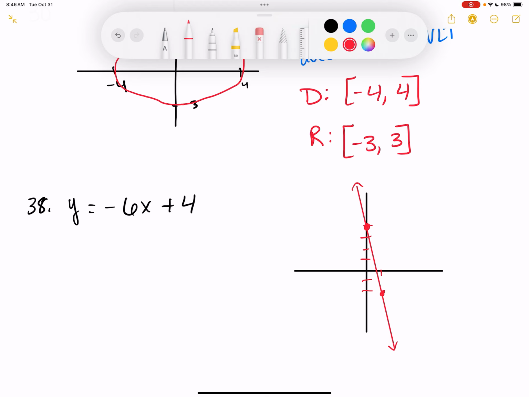Okay, so does this pass the vertical line test? Yes, so this is a function. What domain values is it? All of them. Yep, all real numbers because it takes on every x value because the line just keeps going forever and ever. How about range? All real numbers. The line keeps going out to infinity.